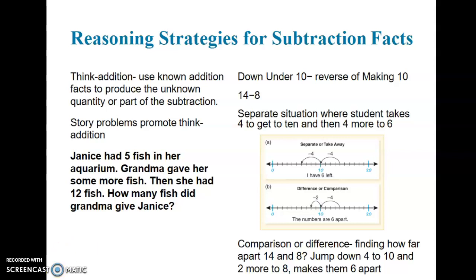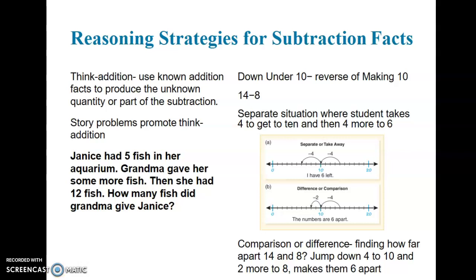Story problems that promote think addition are those that sound like addition but have a missing addend: join, initial unknown, join, change unknown, and part-part-whole with part unknown.